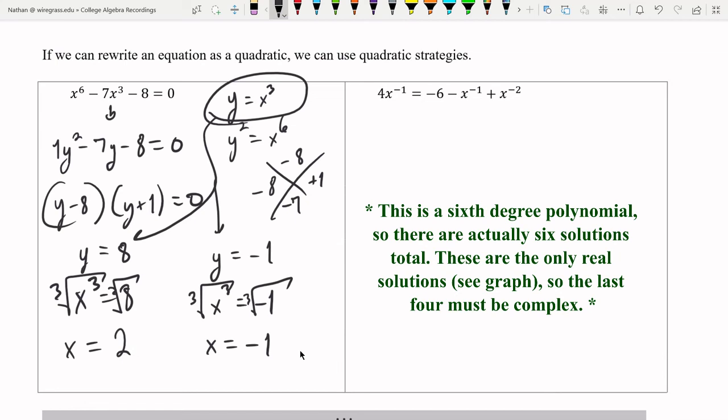That's the important thing to note here, is that you have to always plug back the original variable again. If you don't do that, you're going to get the wrong solution.